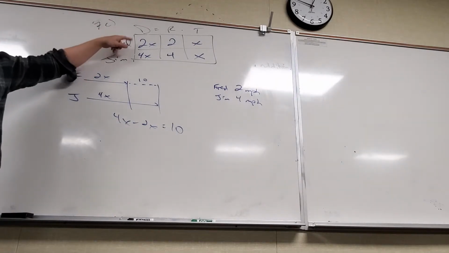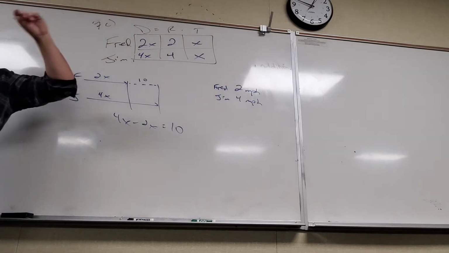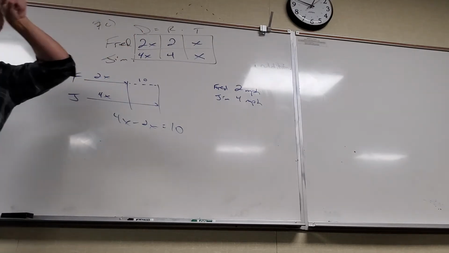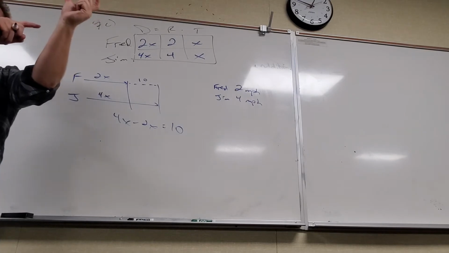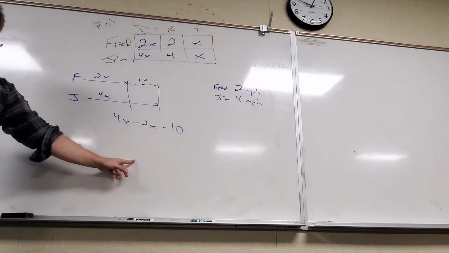It's just, how do the distances relate? Are they the same? Obviously not. One of them is faster. Do they add to be something? No, they're going the same direction. So they actually subtract to be something. And then that's a very simple equation to solve.